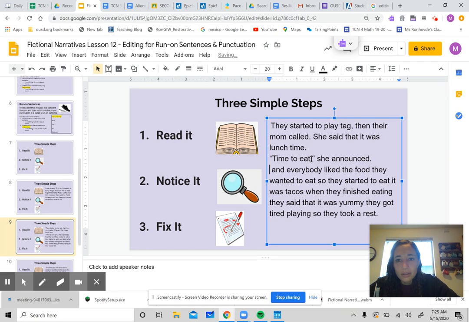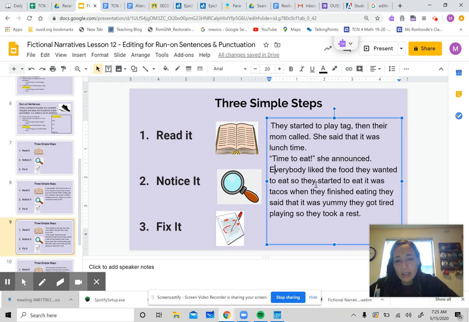And then I put a space again. And everybody liked the food. But we're not going to start with the word and. So we might even just erase it and say, capital E, everybody liked the food they wanted to eat, so they started to eat it. Okay, this is good. Notice that conjunction so. But I think the student needs to put a period here because it's otherwise confusing to read it. So they started to eat it.